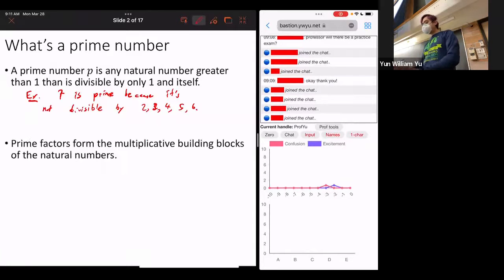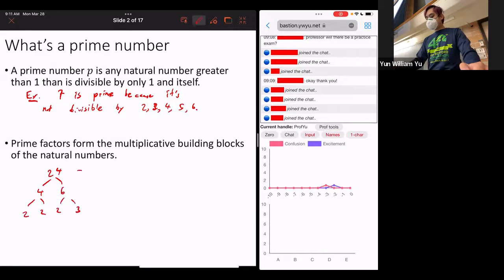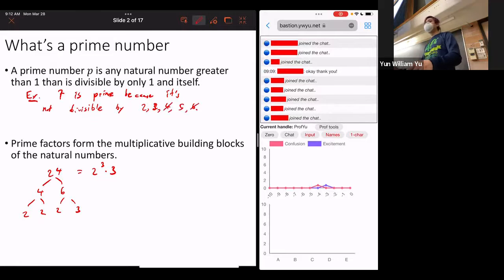Okay? And of course, prime factors form the multiplicative building blocks of the natural numbers. So 24, if you break this up, that's 4 times 6, 2 times 2, 2 times 3, which is equal to 2 cubed times 3. So prime numbers are super useful. And because of the properties of prime numbers as building blocks, you only need to check 2, 3, and 5 to determine if 7 is prime.